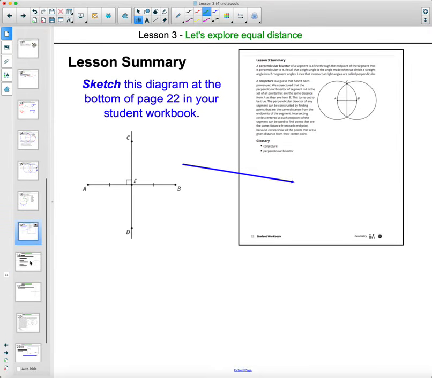All right, then let's take a look at this diagram. So just sketch this diagram at the bottom of page 22. So just get that sketch. So just pause the video and sketch that there at the bottom of page 22, and then we're going to discuss some information about it.